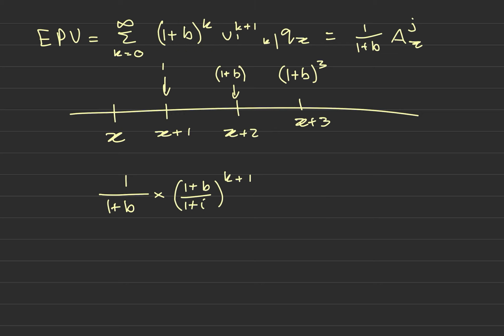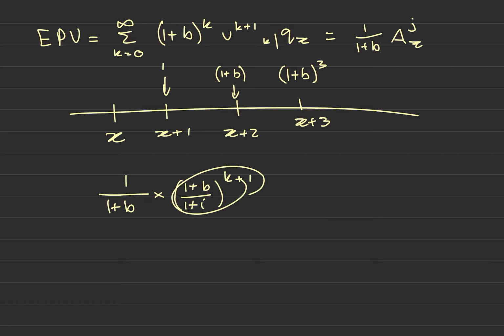So what I've done here is I've converted this v to 1 over 1 plus i. I've taken this (1 plus b) to the k in here. I've also multiplied it by another (1 plus b) to the k to get this extra exponent that I didn't have over here. And if I must multiply it by 1 plus b, I must also divide by 1 plus b to keep it the same size.